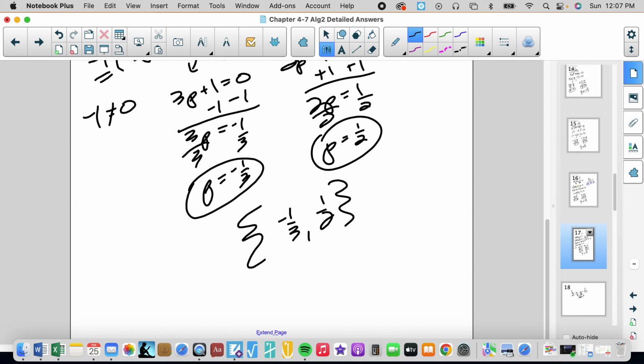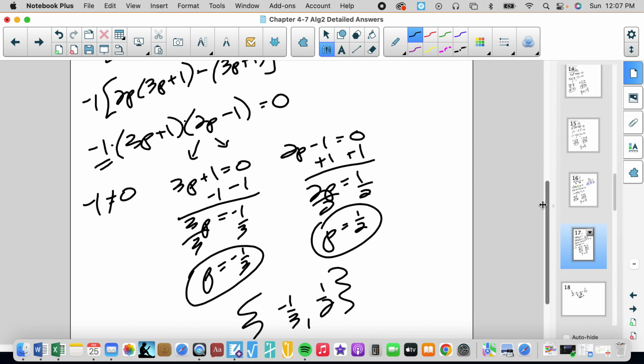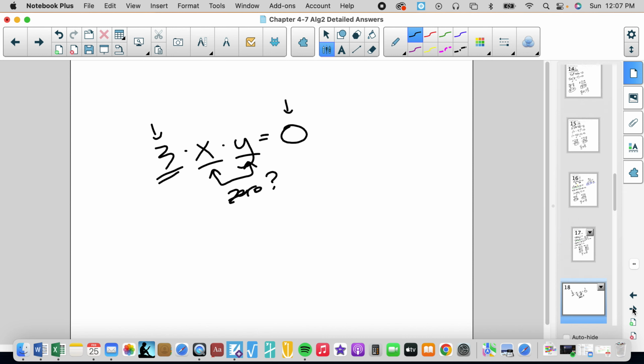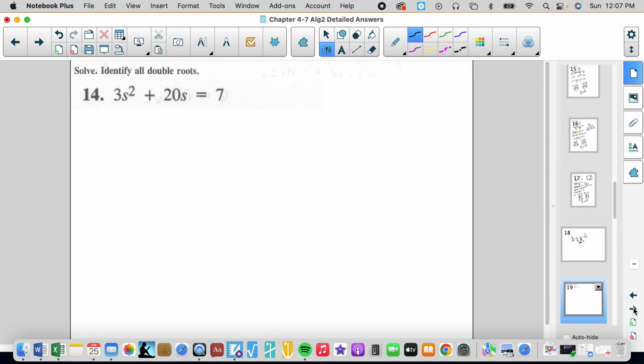That negative 1 is not a solution. That's just what we're multiplying it by. So don't include that as a solution. It's not a solution.